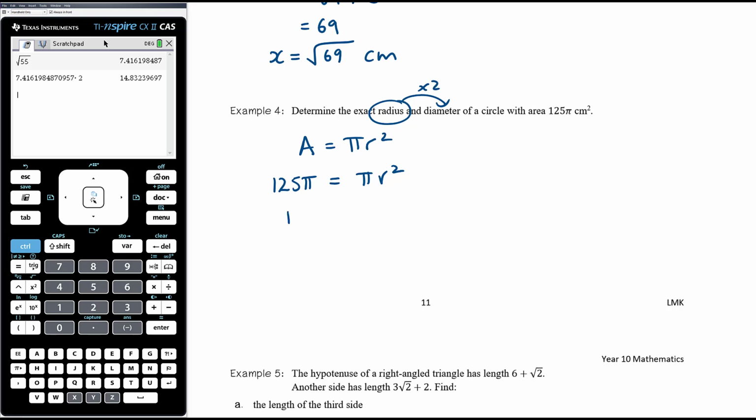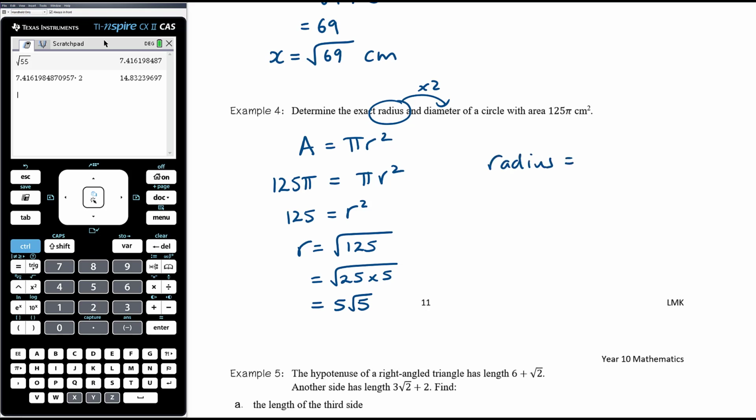Dividing both sides by pi, 125 equals r squared. So r is the square root of 125. Now 125 is not in simplest surd form because 25 goes into that, which is a square number. It's 25 times 5, and so therefore it's 5 root 5 for the radius. What units are we in? Centimetres again. And the diameter will be double that. 2 lots of 5 root 5 is 10 root 5.